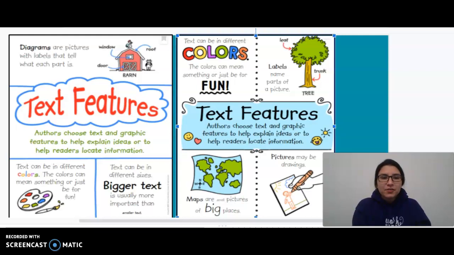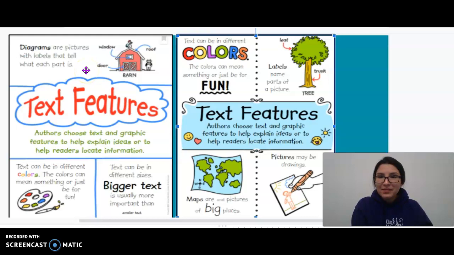So, text features. Authors choose text features to help explain ideas to readers so they can locate information a little bit easier. And the text features we reviewed last week are diagrams, labels, colorful text, pictures, maps, and bigger text. Okay, let's go ahead and review.